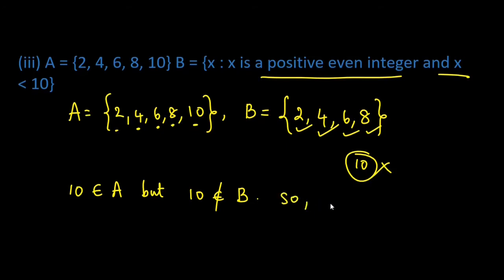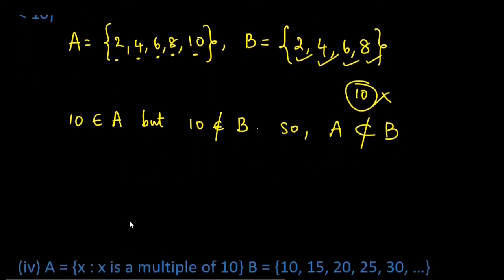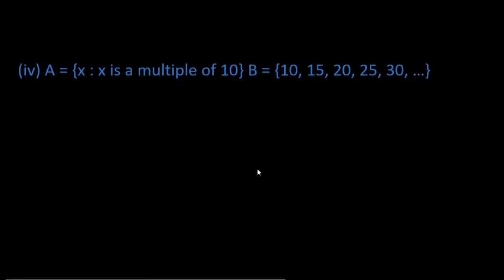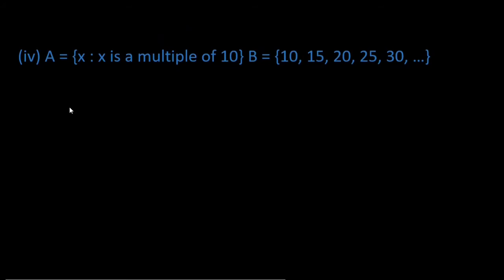So A is not a subset of B. As A is not a subset of B, A is not equal to B. Now the fourth one, B is given in roster form, A is not given in roster form. Let us write A in roster form.